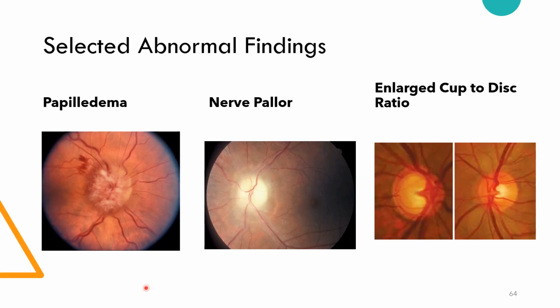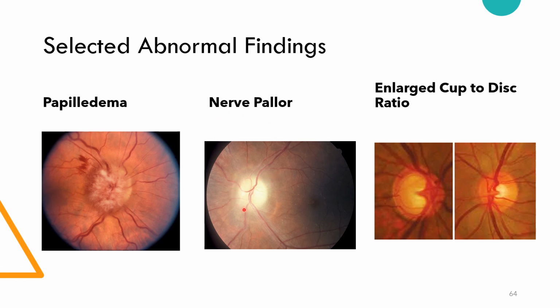Here are our selected abnormal findings. All the way to the left, we see a patient with papilledema. This can be seen in patients with intracranial hypertension or MS. And here you can tell the borders of the optic nerve are very poorly defined. There are some hemorrhages. And this patient very likely has some impaired color vision, or might even have double vision as well.